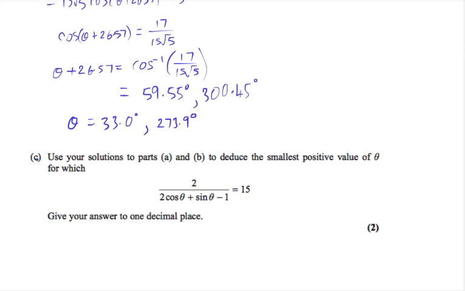Part C of the question says use your solutions to part A and B to deduce the smallest positive value of theta for which we have this equation. Give your answer to one decimal place. The key difference between this part C and part B is the sign difference here. It's a plus instead of a minus.